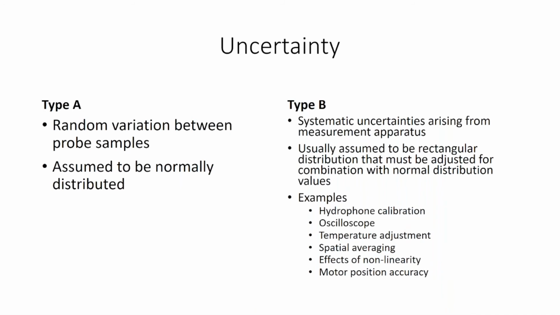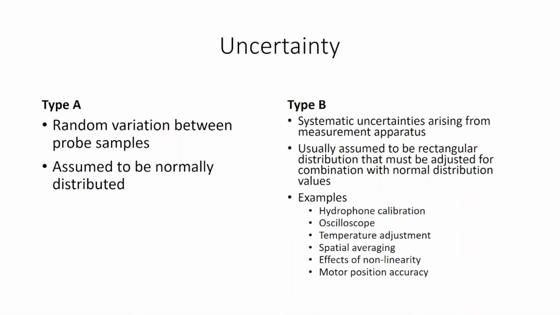In terms of uncertainty, there are two types, type A and type B. Type A uncertainty is the random variation between probe samples. We assume that it's normally distributed, and we use 3 or 4 samples of each probe to make these measurements, and then look at the population and see what our standard deviation is. The type B uncertainty is systematic to the apparatus, and these are usually assumed to be rectangular distributions, and they must be adjusted so that you can combine them appropriately with the type A uncertainties.